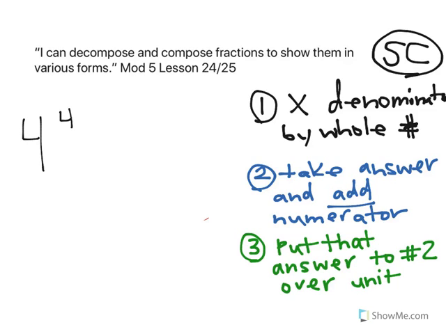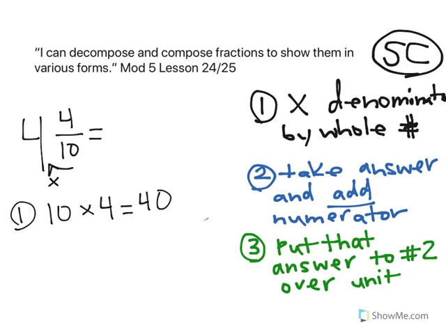4 4/10. Okay, so 4 wholes and then 4/10. Alright, multiply denominator by the whole number. 10 times 4 is 40. If it helps you to write out these steps as you're solving it, go ahead. If you're able to do it in your head, that's okay too. Whatever is most helpful for you.